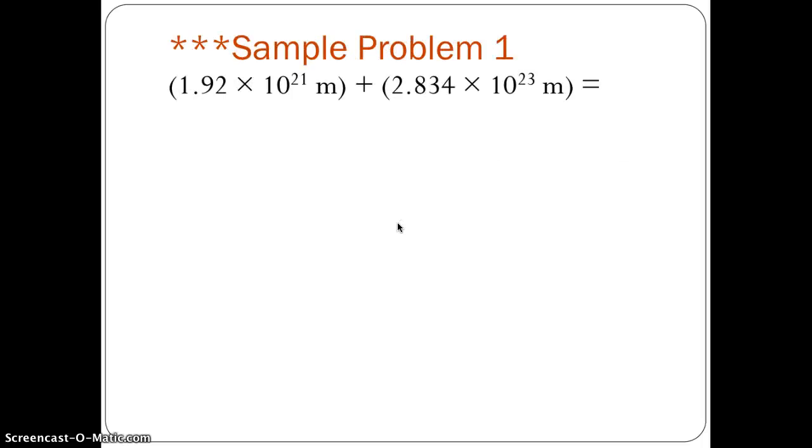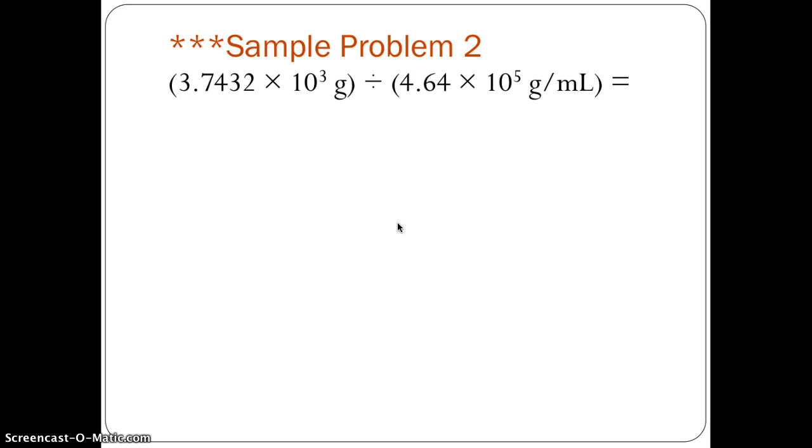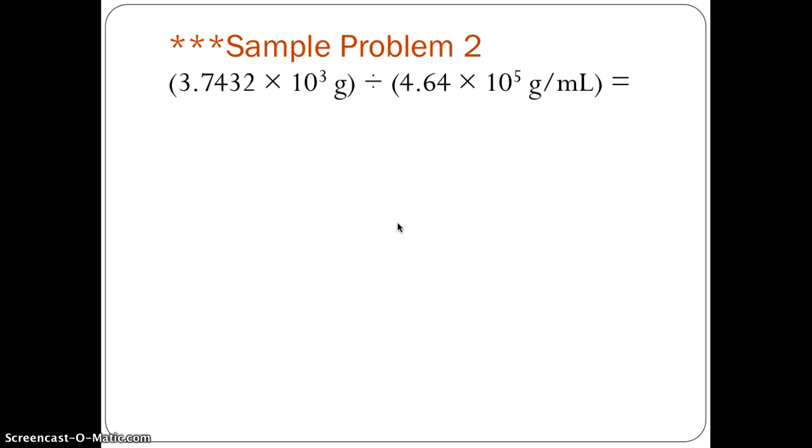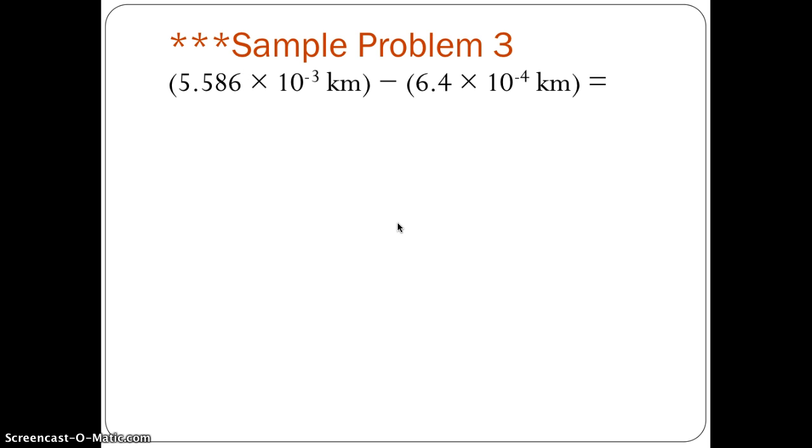Alrighty then, we have 4 problems for you to try on your own. We have an addition problem. So remember, you're going to be adding your exponents. Oops, I'm sorry, I lied to you. That's an addition problem, so you have to make your exponents the same. Bad me. So make your exponents the same and then add. Then we have a division problem. So you're going to be subtracting exponents, 3 minus 5, and of course you're dividing your coefficients.